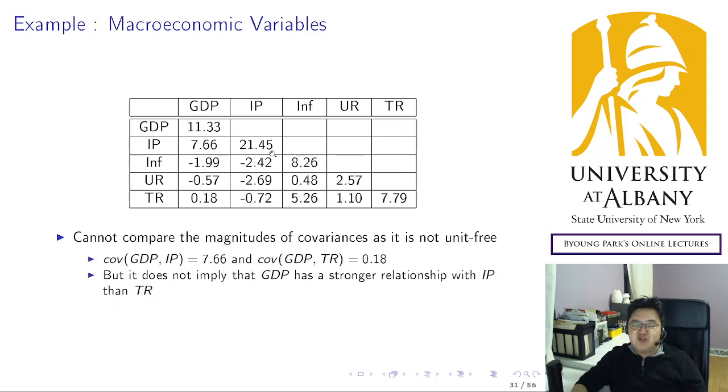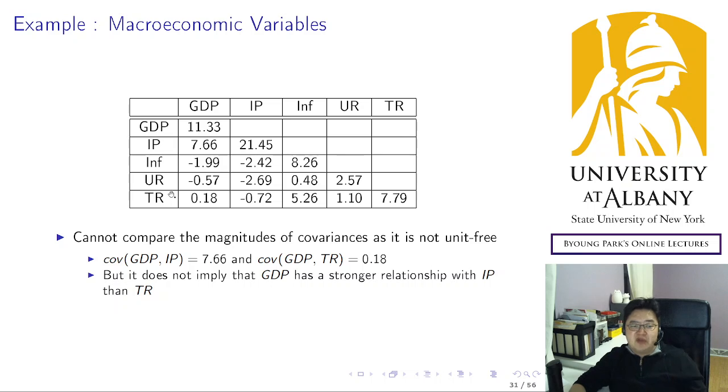However, what you cannot do here is, suppose that GDP growth rate is positively correlated with industrial production growth rate and treasury bill rates. It looks like industrial production growth rate has a much larger covariance than treasury bill rate, but that means nothing. It does not say IP has a stronger relationship with GDP than TR. So you cannot compare the magnitude between two covariances because they do not have direct meaning.